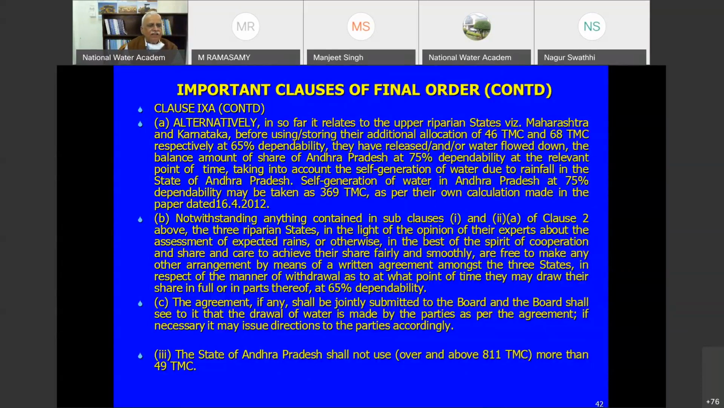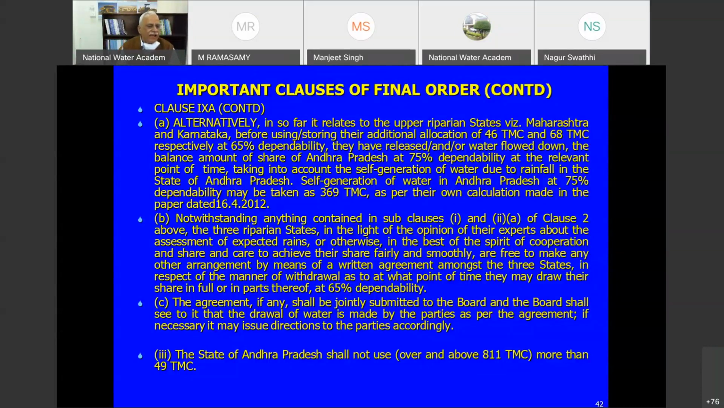B. Notwithstanding anything contained in subclauses 1 and A of clause 2 above, the three riparian states, in the light of the opinion of their experts about the assessment of expected rains or otherwise, in the best of their spirit of cooperation and share, and care to achieve their share fairly and smoothly, are free to make any other arrangement by means of a written agreement amongst the three states in respect of manner of withdrawal, as to at what point of time they may draw their share in full or in parts thereof at 65% dependability.